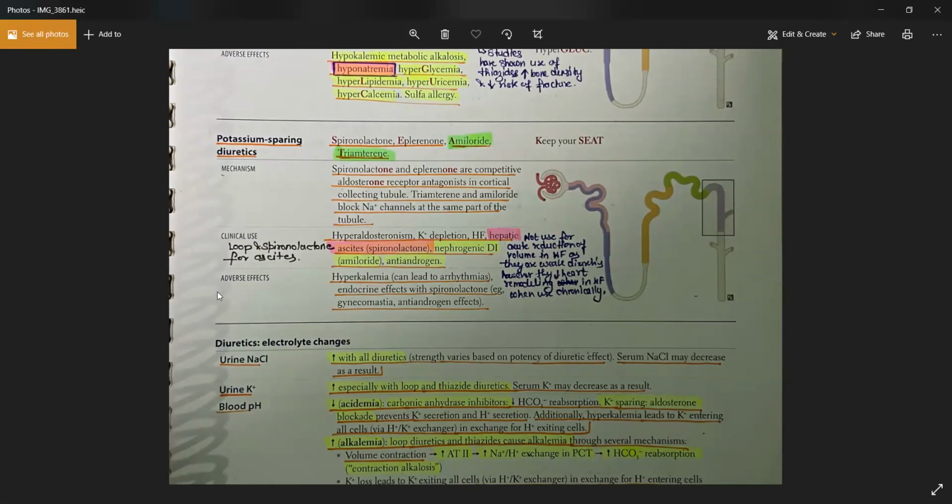Okay, side effects, again, the hyperkalemia that can lead to the arrhythmias. Okay, endocrine effect that can cause the gynecomastia because of the anti-androgenic effect. Okay, so these are all the side effects of the patient with potassium sparing diuretics.